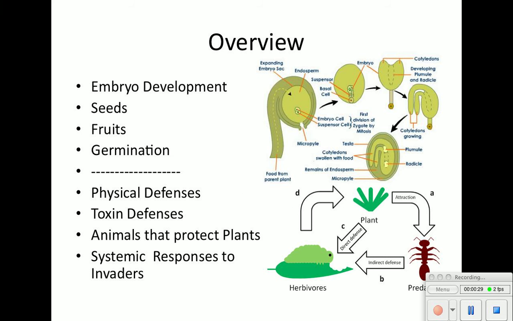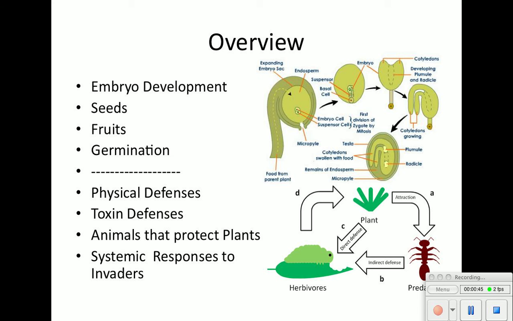So this is the overview of today's lecture, where we're going to talk about embryo development, seeds, fruits, germination, and this might actually be like review because we went in depth when we were doing the overview of green plants with gymnosperms and angiosperms. Like chapter 30, wasn't it?